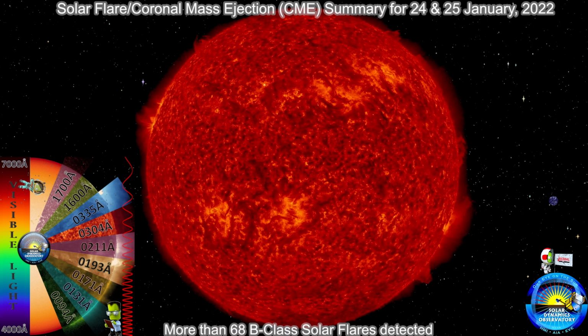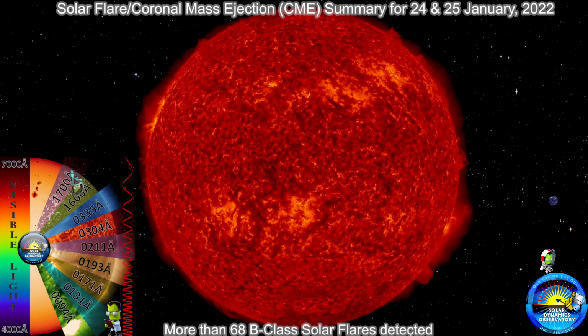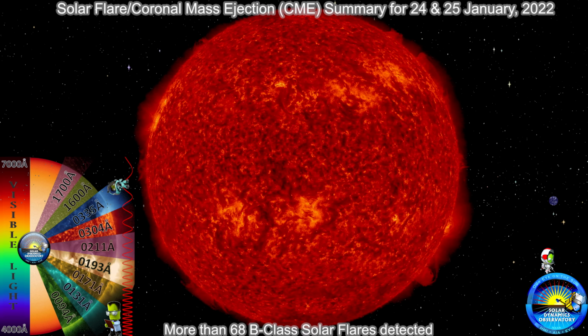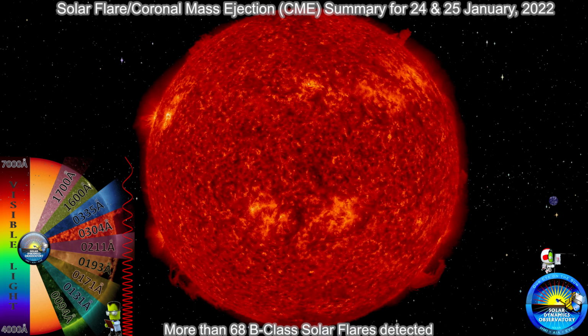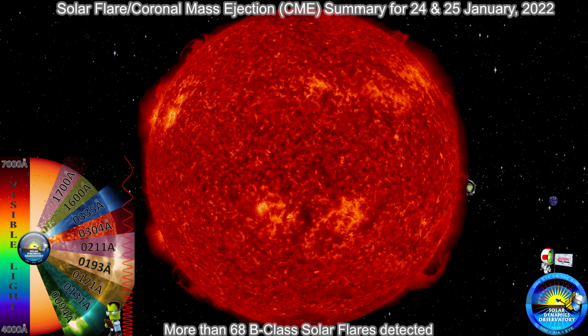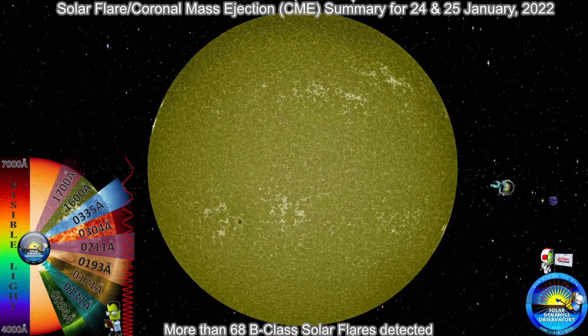And this is singly ionized helium, showing a good image of the filaments and prominences that are found on the surface of the sun, which connect to the photosphere of the sun and extend hundreds of thousands of miles out.